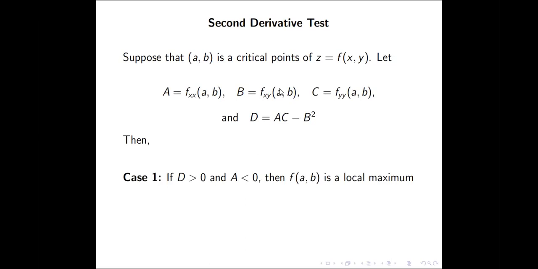Now we have four cases. Case 1, the combination D, A are as follows. D is positive, A is negative. Then what we have is a local maximum.